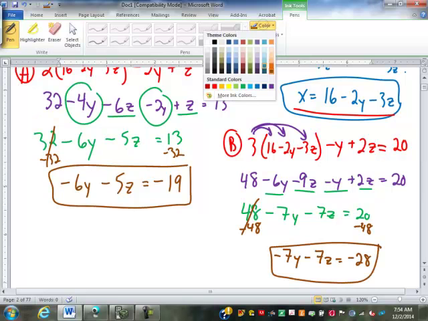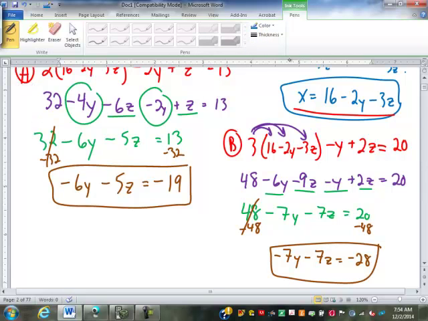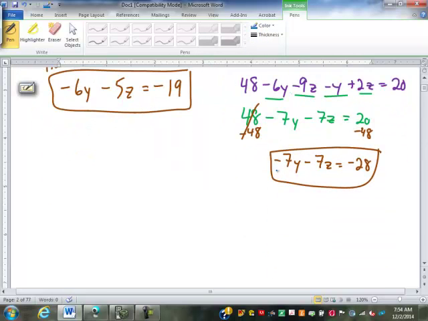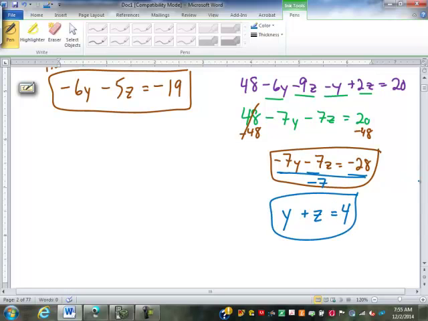Now in that equation, I see something very significant, and I'm going to take advantage of it. This is negative 7, negative 28. What can all of those be divided by? All be divided by a negative 7. So it gives me a positive 1y and a positive 1z equals a positive 4. That's a much simpler equation to work with.